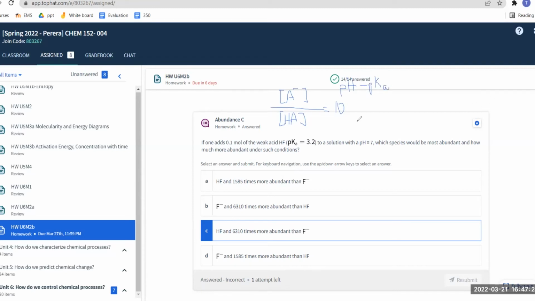Okay. If you add 2.1 mole of the weak acid HA, with pKa 3.2, to a solution of pH 7, which one is dominant under such conditions? So pH is larger than pKa. You plug that in for this question. Replace the pH with 7 and the pKa with that value.